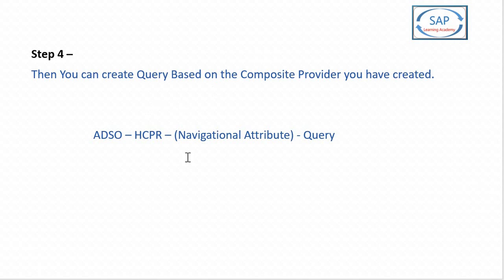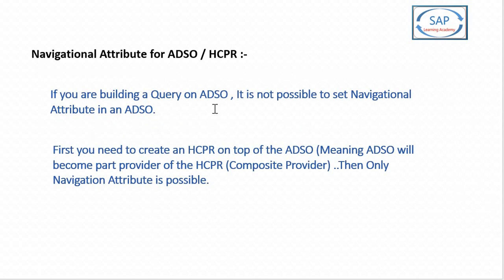So what is the data flow it should be, or what is the procedure? First you need to have this ADSO created, then you need to create the HCPR based on this ADSO, and in this HCPR you can actually have this setting for navigation attribute, and then you need to create the query based on this HCPR. So this is the right process to enable the navigation attribute. And as I said in the beginning, we cannot build a query on ADSO to enable this navigation attribute. We need to have HCPR first.